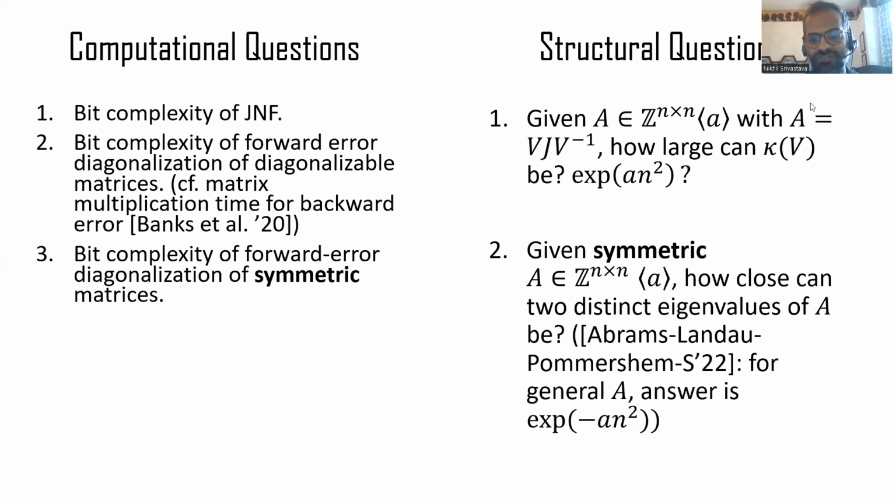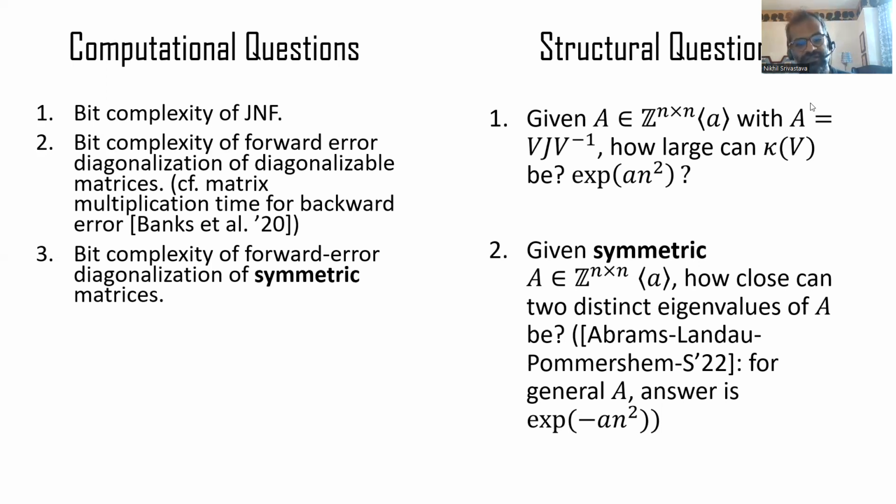And we don't know what is the complexity of computing the eigenvalues and eigenvectors with forward error of a symmetric integer matrix. And again, the key structural question that underlies this is some kind of question about conditioning and eigenvalue gaps. So a very combinatorial question that would allow you to make progress is, given a symmetric n by n integer matrix, how close can two of its distinct eigenvalues be? We don't know the answer to this. So the best lower bound is exponential in minus AN squared. The best upper bound is exponential in minus AN log n. And there's a huge gap between those.